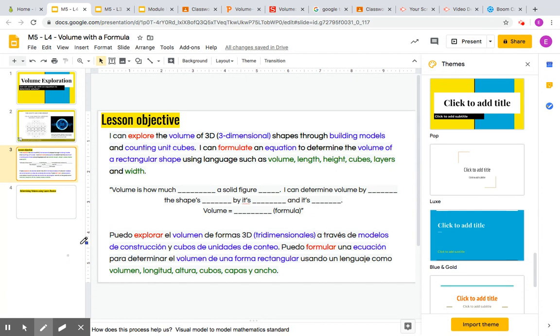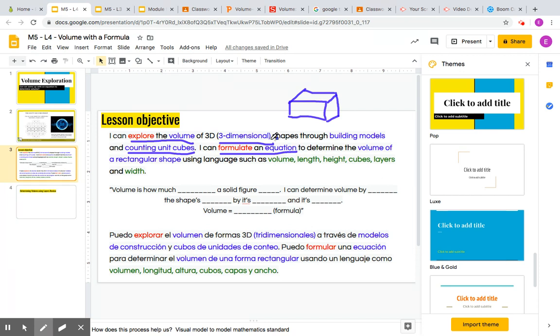This week has been all about exploring volume. We're really looking at three-dimensional shapes that are rectangular, okay? So we're really looking at the volume of rectangular structures. We've been doing this by counting unit cubes and by looking at different layers. Today we are really going to focus on coming up with an equation to determine the volume of these rectangular shapes using this vocabulary: volume, length, height, cubes, layers, and width.